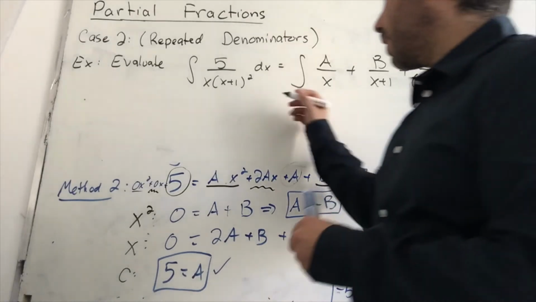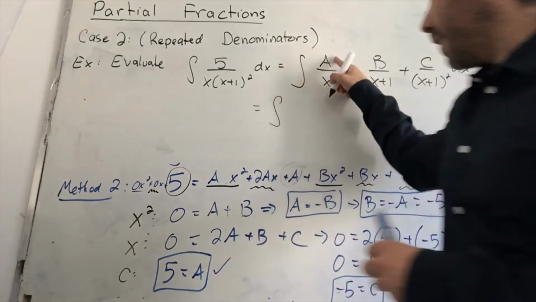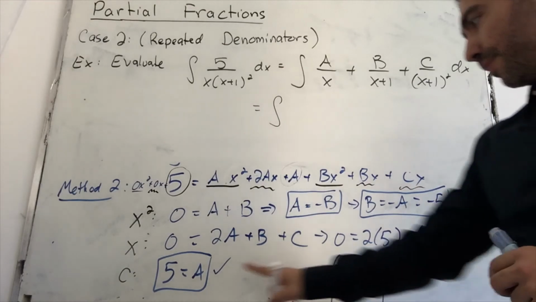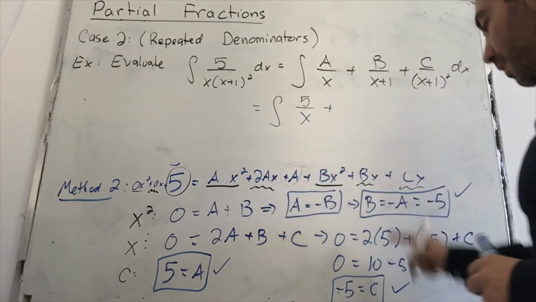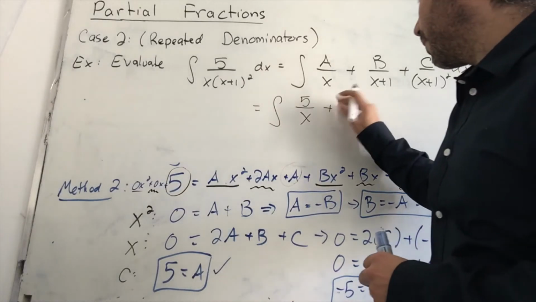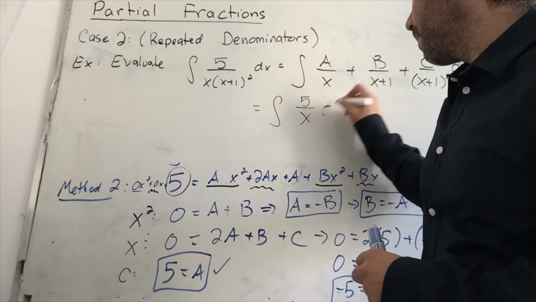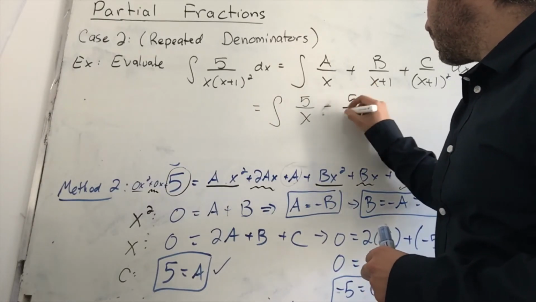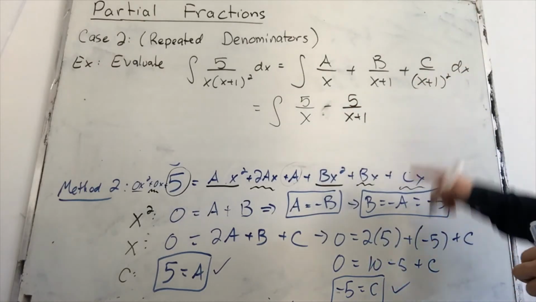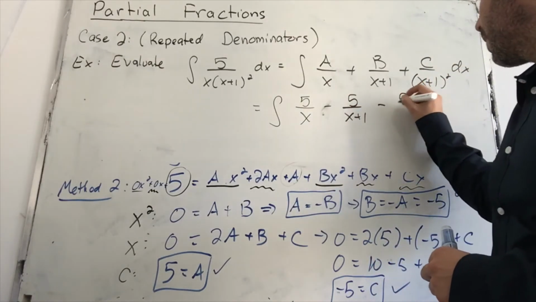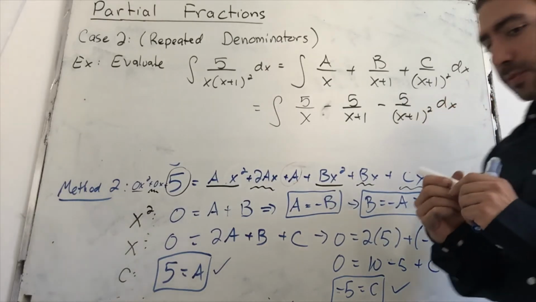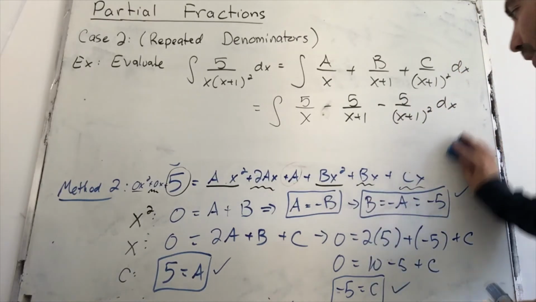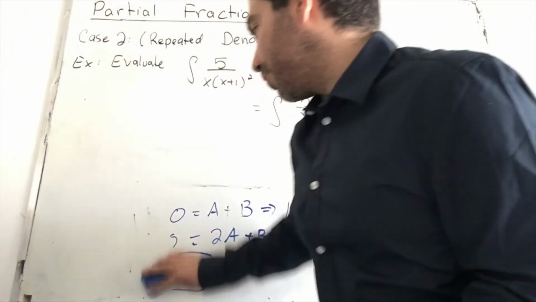We could write the integral now as the integral of a, which we said was 5, so 5 over x, plus b, which is negative 5, so let's put a minus 5 over x plus 1, and c, which we said was negative 5, minus 5 over x plus 1 squared dx. Okay. And now we could integrate each term.